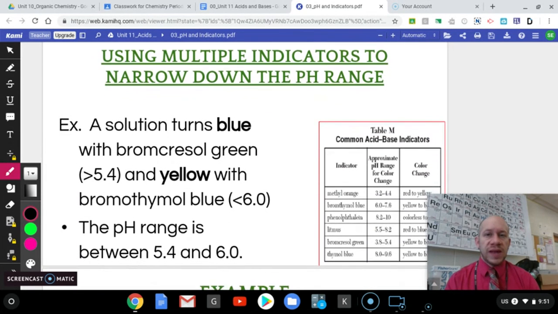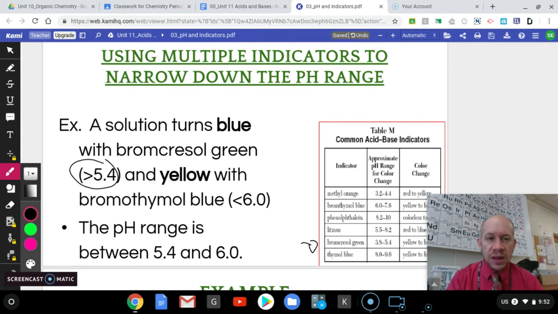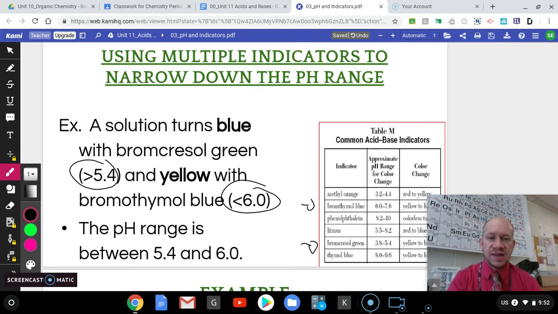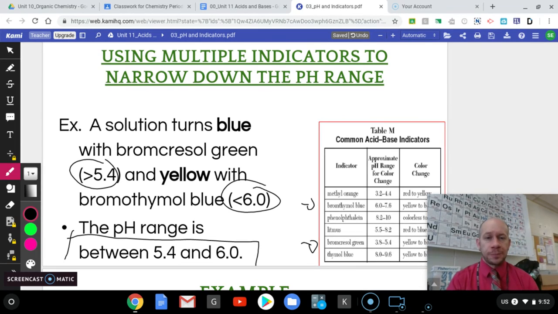Using multiple indicators to narrow down the pH range, for example, a solution will turn blue with bromocresol green, which means that if it's bromocresol green and it's blue, I have a pH that's greater than 5.4. So here's bromocresol green. The same solution is yellow if I use bromthymol blue. So here's bromthymol blue, and it's yellow if I have a pH less than 6. Therefore, the pH range of that solution is between 5.4 and 6.0.